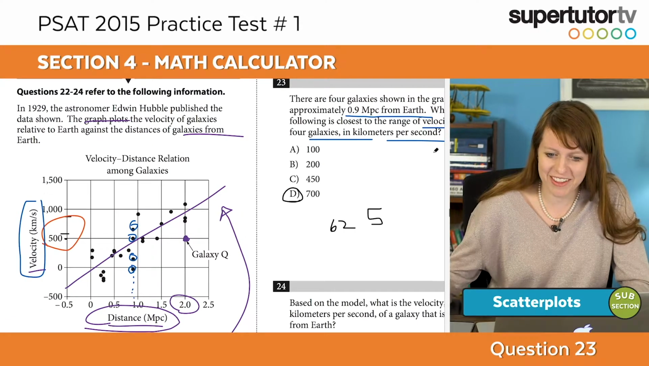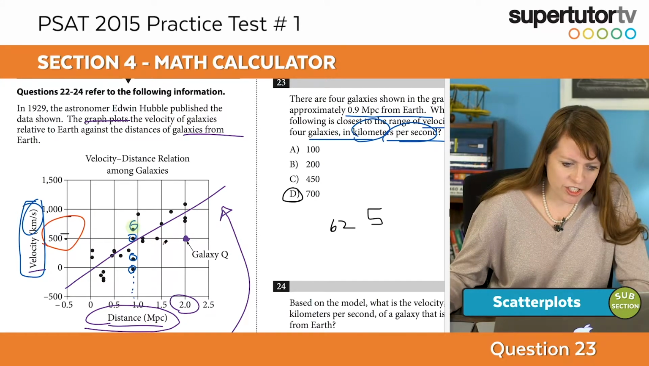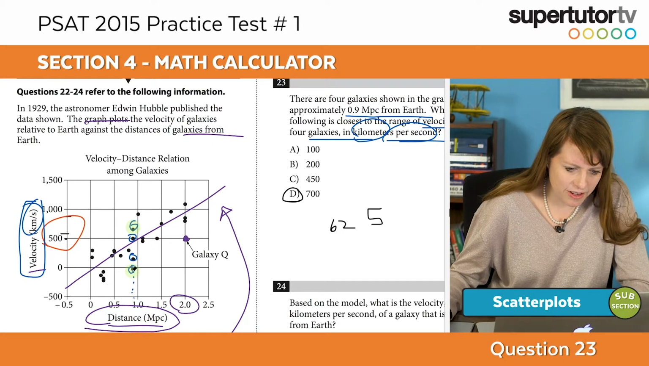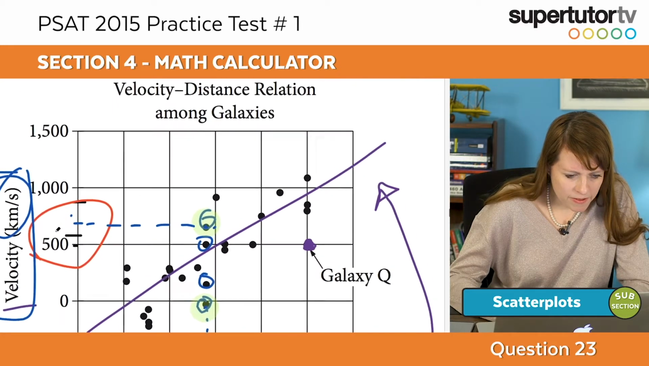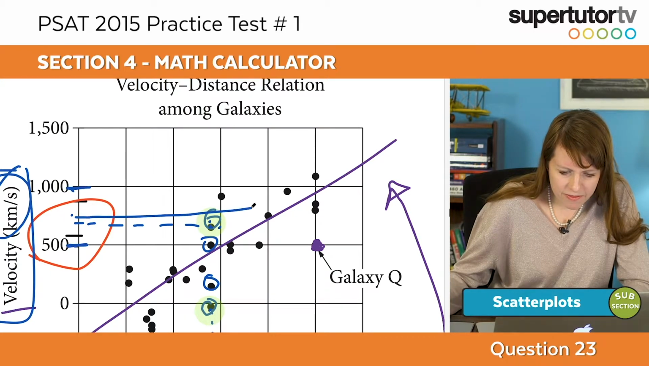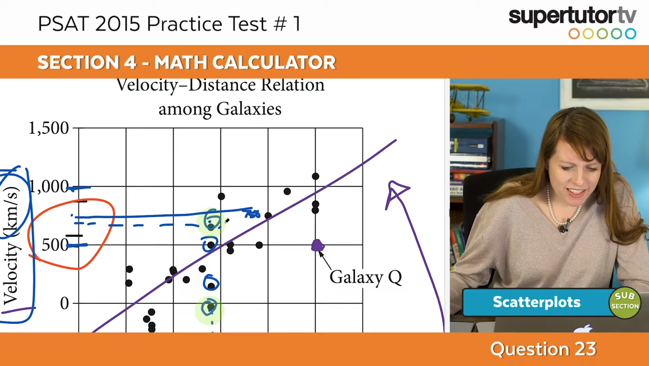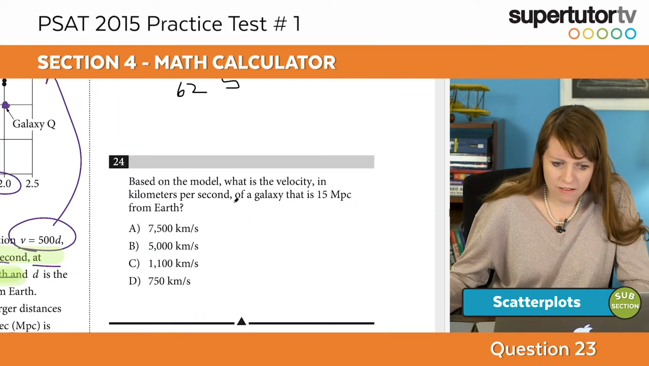Good news, I don't have to convert these because the graph is already in kilometers per second. And I want the range. Range is always the biggest minus the smallest. That's how simple this is. So this is around 0. It's a little less than 0. I don't know how much less. And then this one, let's see. This is 500 and this is 1,000, so this is like 750. So maybe this is 650. I don't know. 650 minus 0. It's around 650, I think.